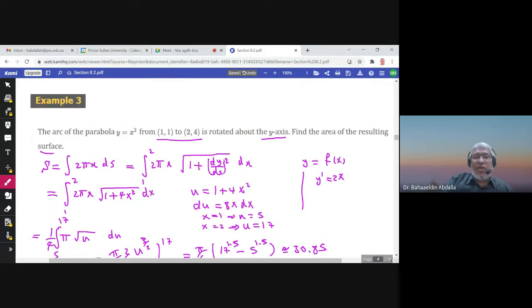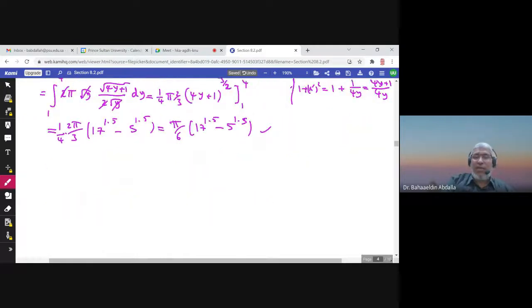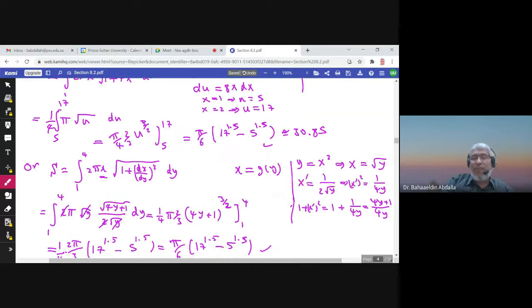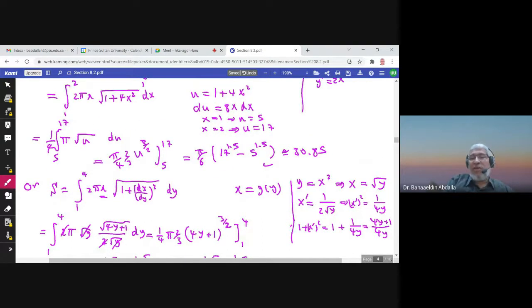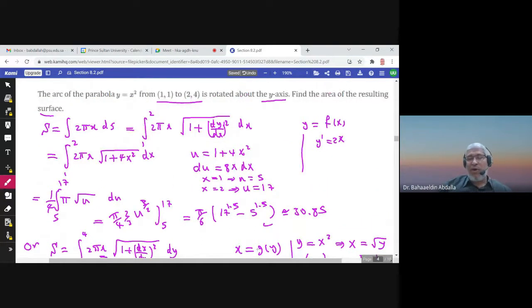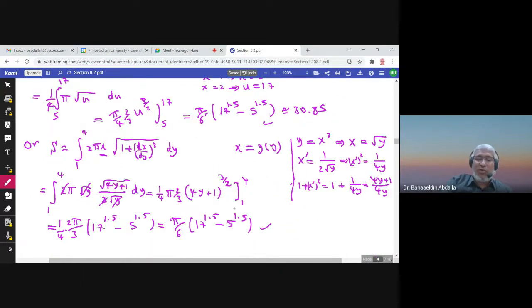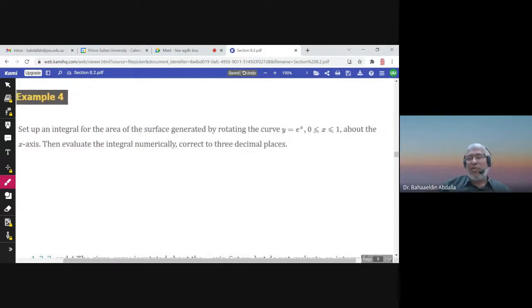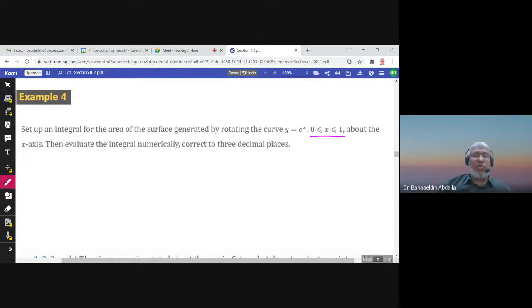So this proves that you can solve the surface area using any of the two methods. But sometimes one of the methods is very difficult. Sometimes it's not possible. Maybe you cannot solve x in terms of y, or the integral is very hard. So this is what we are going to do usually. Whenever the limits of x are given, we will use dx. Set up an integral for the area. So he doesn't need the evaluation of the integral, just set up an integral for the area of the surface.